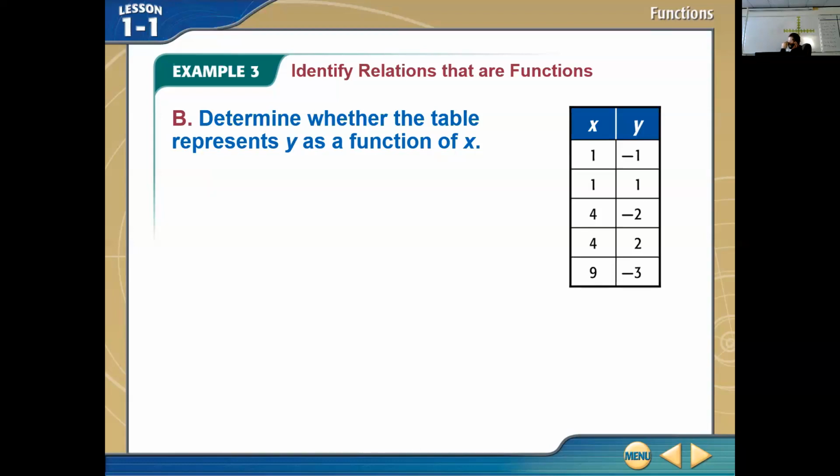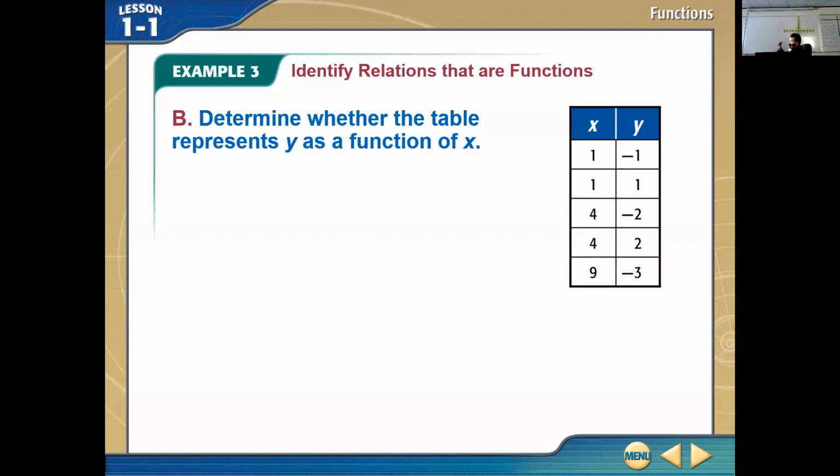Our first x value is 1, and we get the output value of -1. Our second one is again 1, but then we get a separate y value as 1. It would be a function if 1 only mapped to -1 for each occasion that we were to plug it in. You can also see that it's broken at 4 because 4 maps to -2 and to 2. And our last one, 9, is -3.